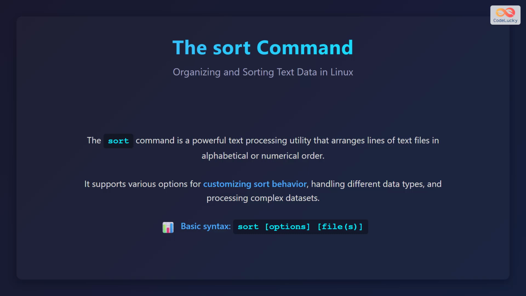The sort command is a powerful text processing utility that arranges lines of text files in alphabetical or numerical order. It supports various options for customizing sort behavior, handling different data types, and processing complex data sets. The basic syntax is sort, followed by options, then the file or files.